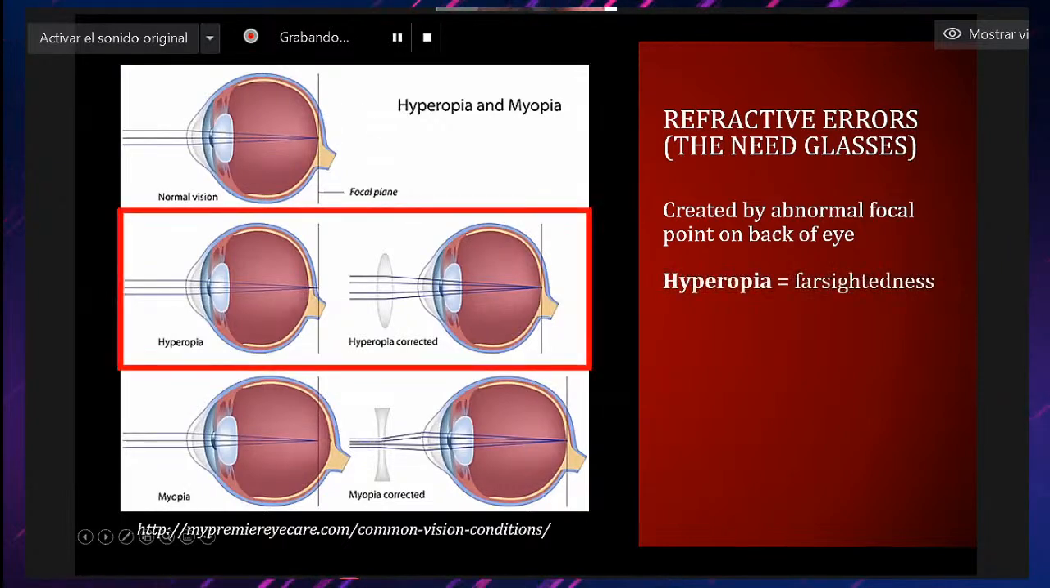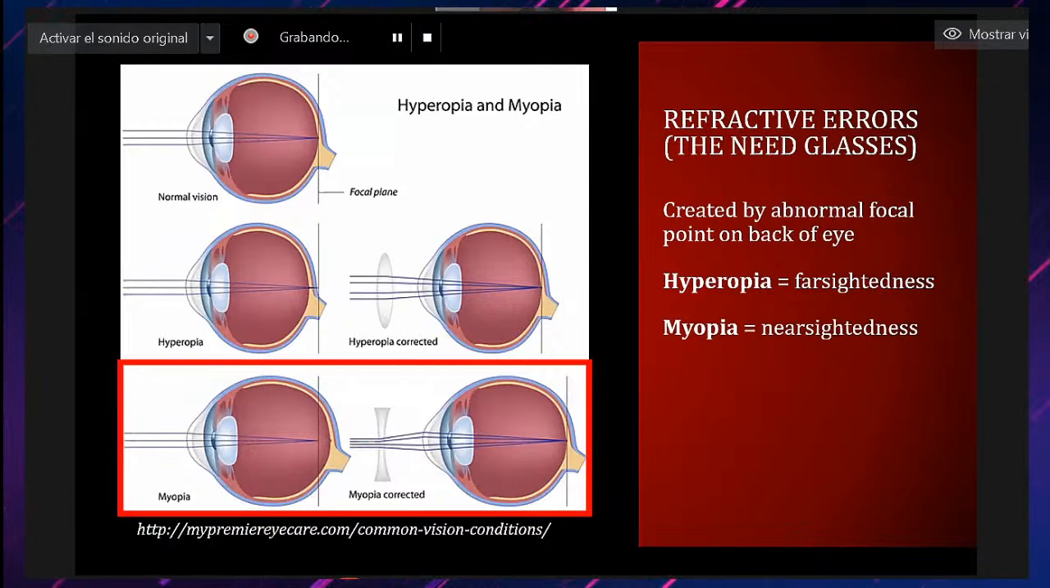However, someone that is farsighted, also called hyperopia, means the focus point is behind the back of the eye. You can see here that this focusing point is what causes things to be blurry if you're hyperopic. And then, which is the case for many patients with Marfan syndrome, myopia or nearsightedness means the focus point is in front of the retina, which you can see at the bottom here.